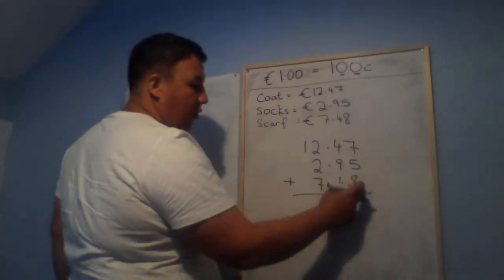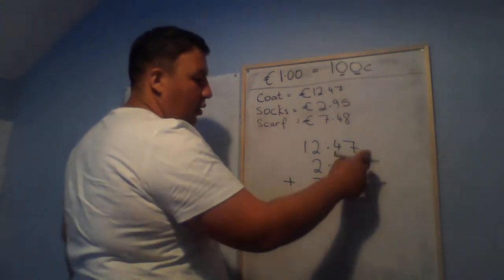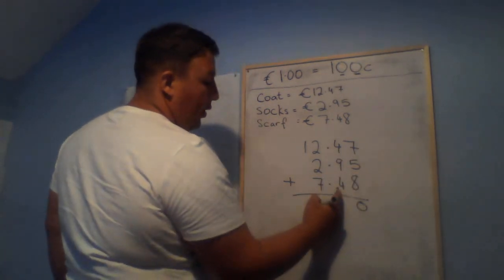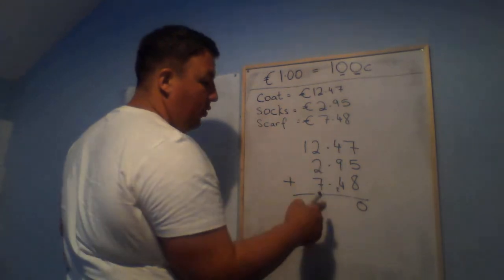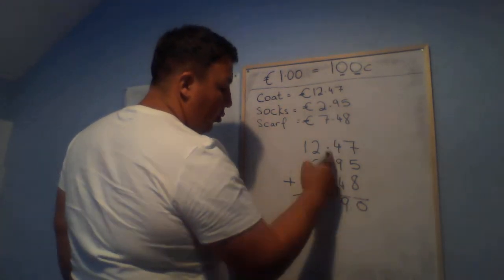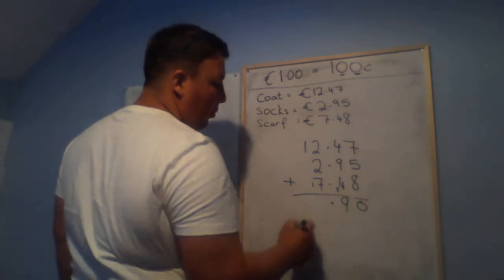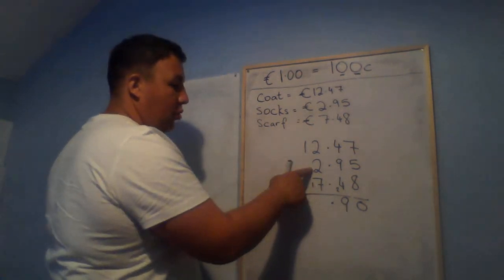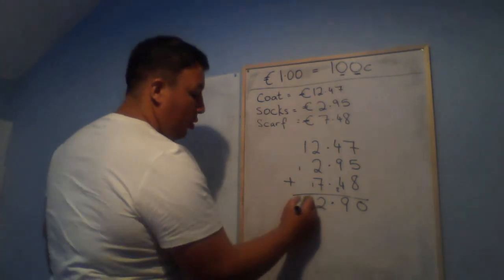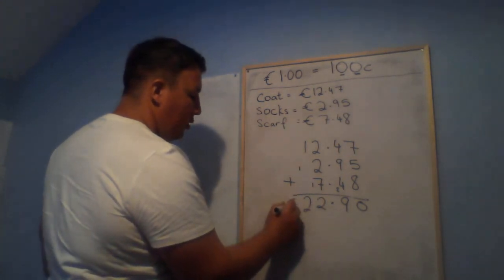So 7 and 8 is 15, plus 5 is 20. 2 and 4 is 6, plus 9 is 15, plus 4 is 19. Now we've reached our decimal points, we'll put it down. 7 and 1 is 8, 2 is 10, 2 is 12. 1 and 1 is 2. And that's our answer.